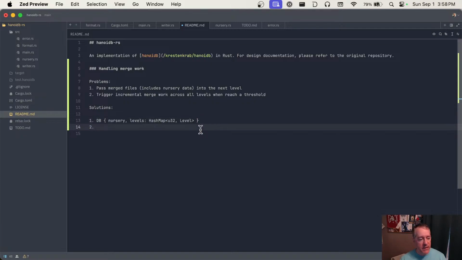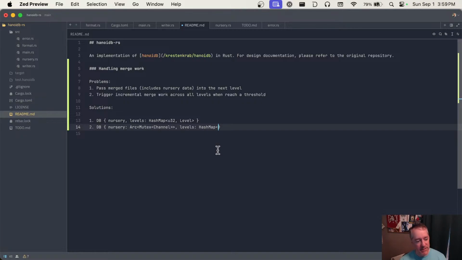The other possibility is that we have a DB looks more like a nursery, which is a channel of some sort, and maybe the nursery is just like the first level. We don't know. And the levels are also a hash map. And I say a channel. It's possible that the nursery needs to be, let's, for sake of argument, let's say it's arcmutex. I don't want it to be that, but like, yeah.